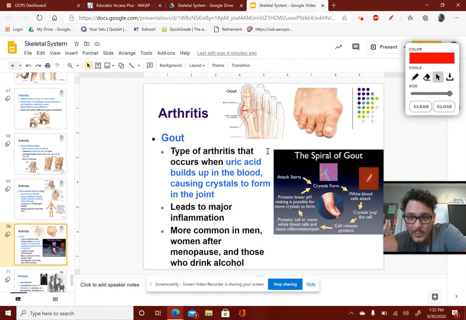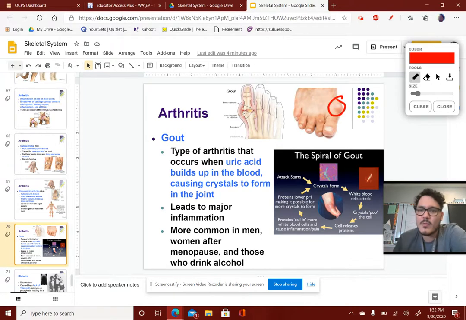You'd need a microscope to see that. But those crystals can cause inflammation, major inflammation. That inflammation can sometimes be so bad that it can actually puncture the bone and fracture the bone entirely. So that's pretty serious. This is more common in men, and we'll discuss that in just a second.